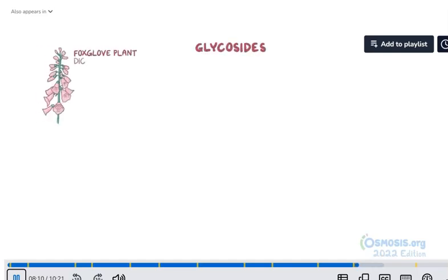Another way intracellular calcium can be increased is with a class of drugs called glycosides. They are extracted from the foxglove plant Digitalis purpurea. The most commonly used glycoside is digoxin, and we will cover this a lot more in pharmacology, but I'm going to let us listen to it here so we can have that understanding of it.